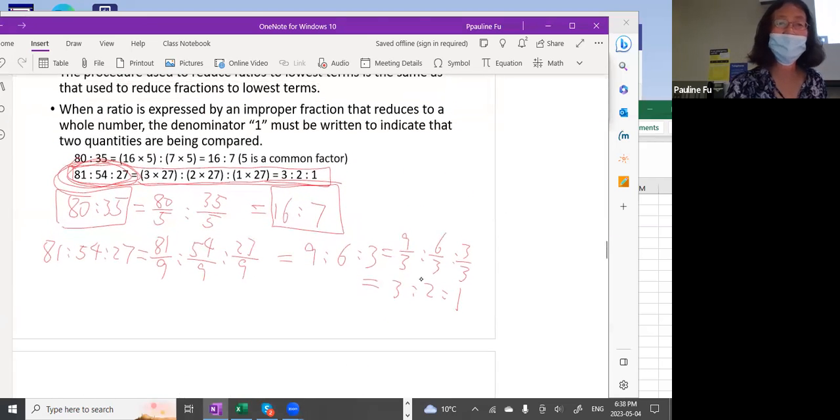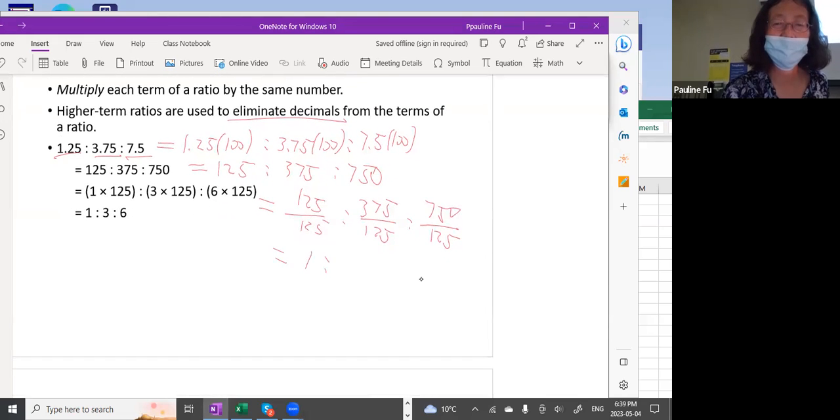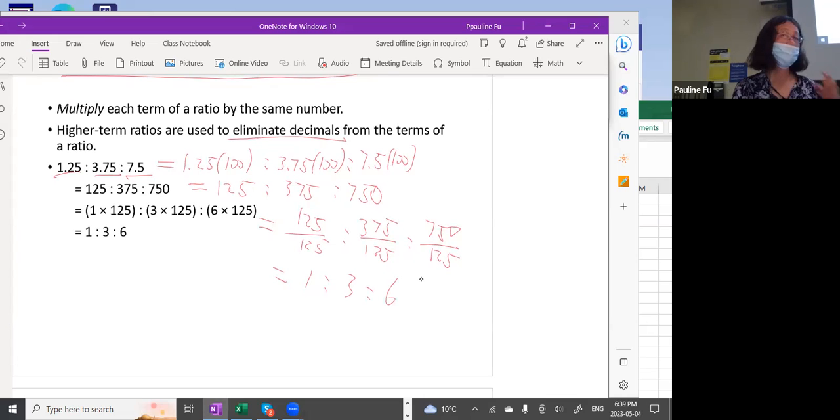And then you use the method here to simplify this ratio. So everybody in here has the multiple of 25, looks like. Each number divided by 125. And you get the simplest format, 1 to 3 to 6. Any questions?